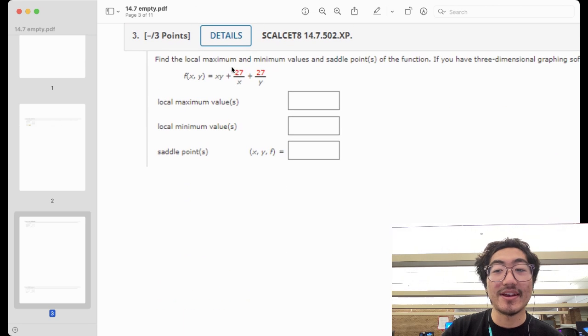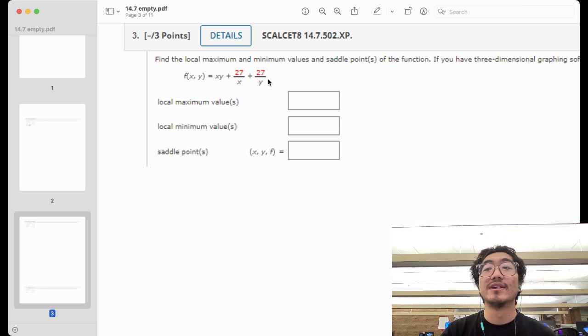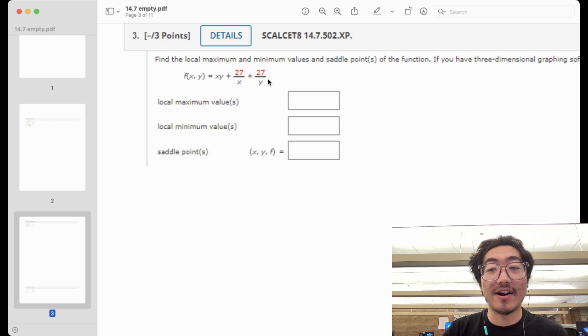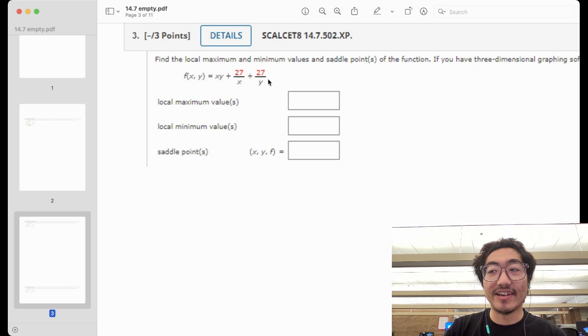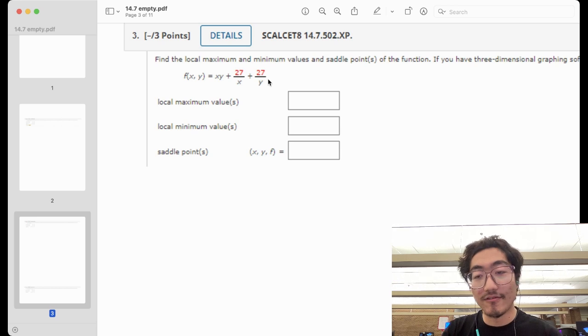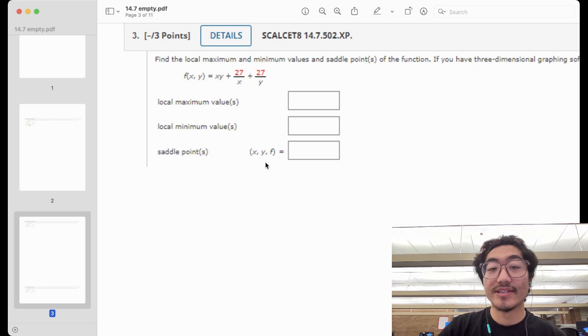In this case, it's the same procedure as problem number 2, where you find each of the first partial derivatives, and then the second partial derivatives, and then the critical points. The same procedure.